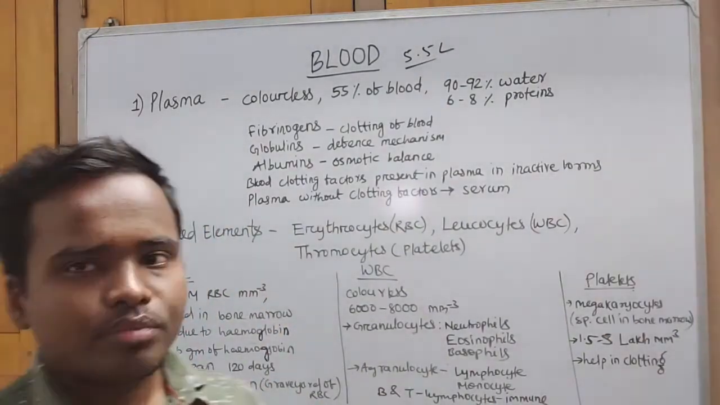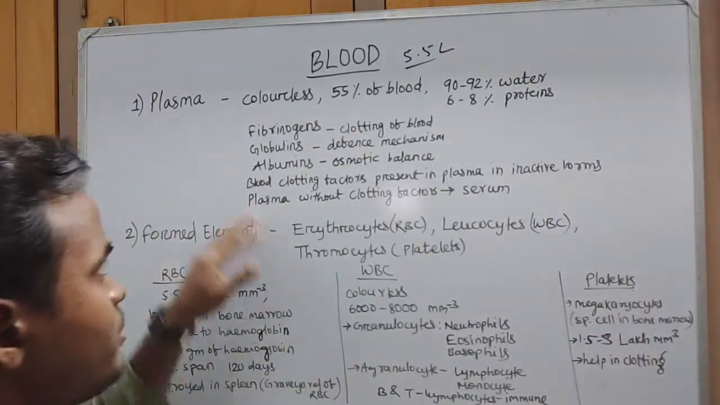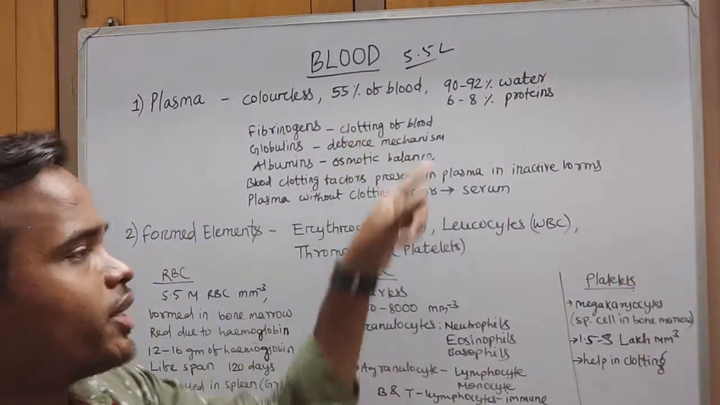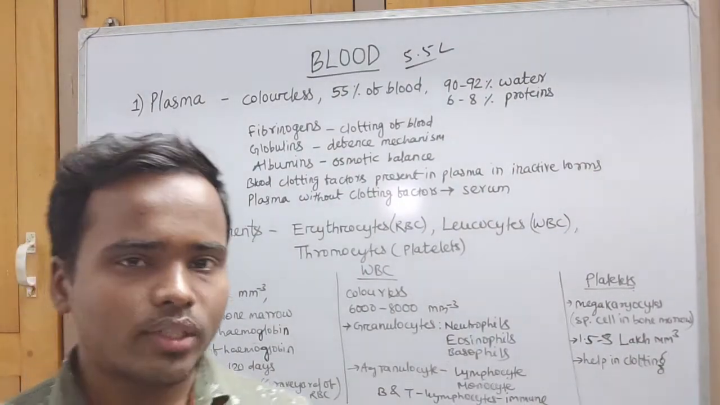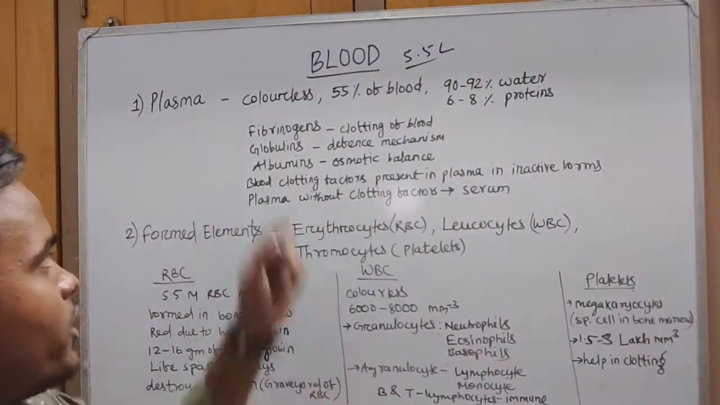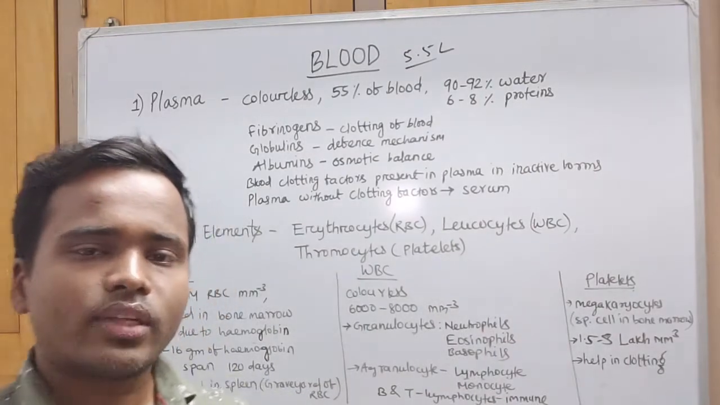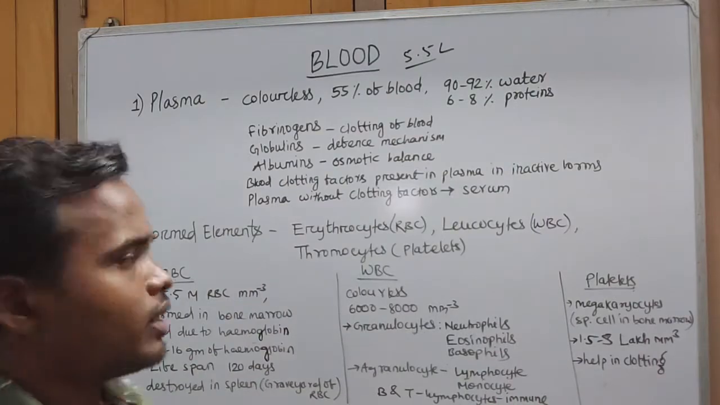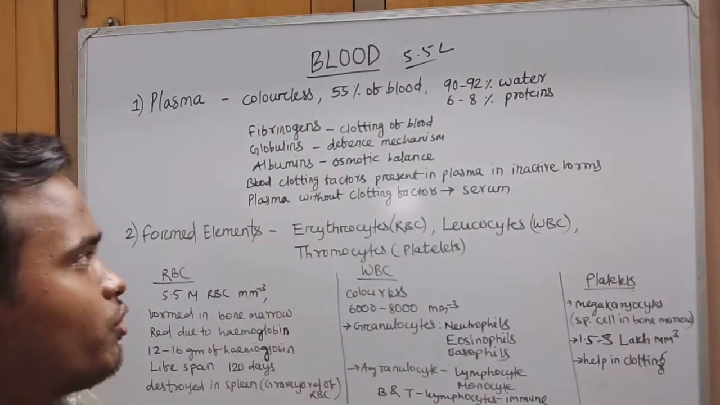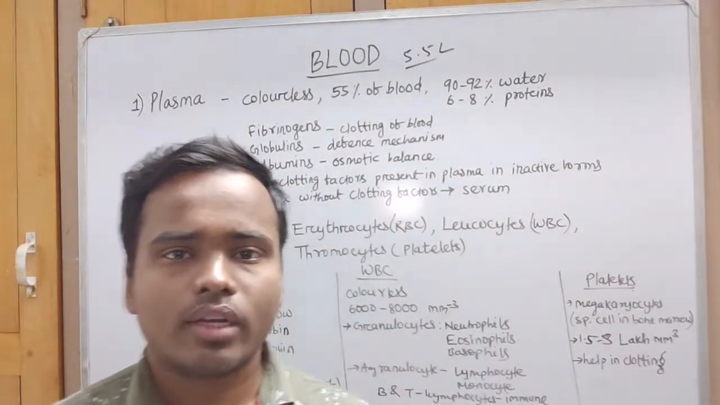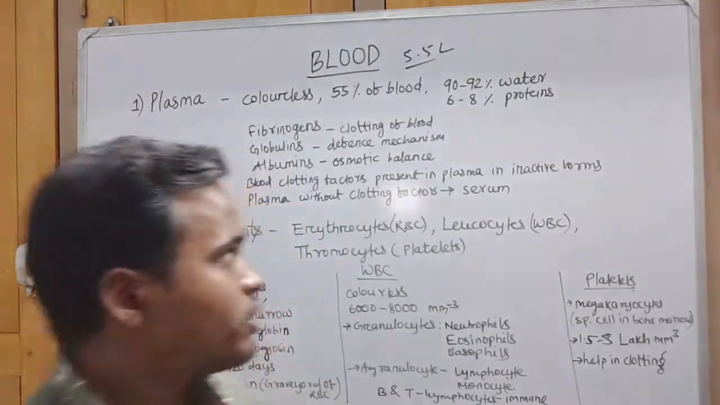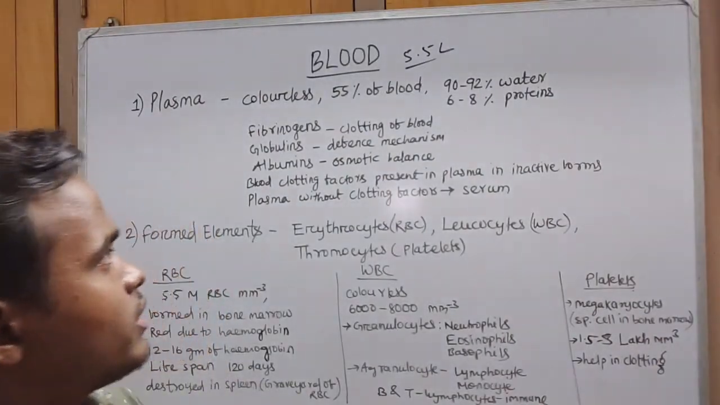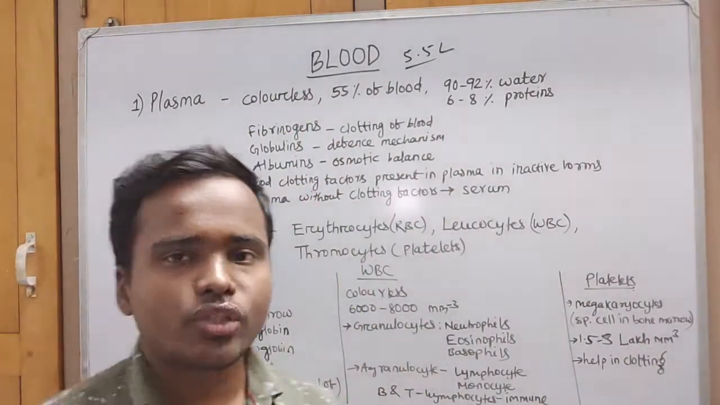Let us discuss about one by one. First, fibrinogens. Fibrinogen is a protein which help in clotting of blood, clotting or coagulation of blood. Next protein is globulins, which control the defense mechanism of the body. And the next protein is albumins, which control the osmotic balance or water balance in the body. So these are the proteins which help in various functions. And the total proteins is 6 to 8%.